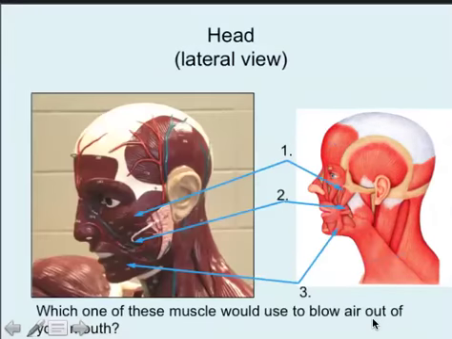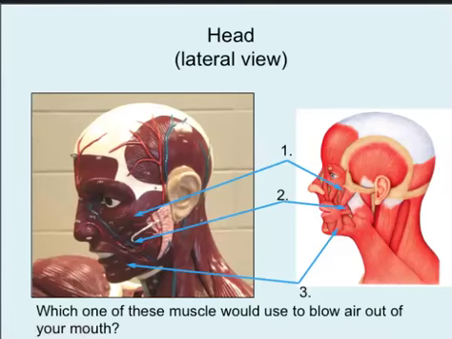Okay, which of these muscles would you use to blow air out of your mouth? And the answer here is muscle number 2, the buccinator, okay? What are these other muscles? Well, that is the zygomaticus major, okay? There is the buccinator, and then down here is the depressor anguli oris.